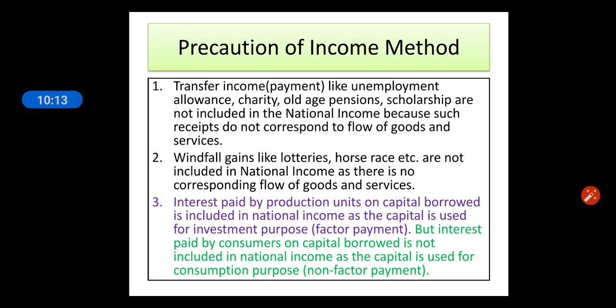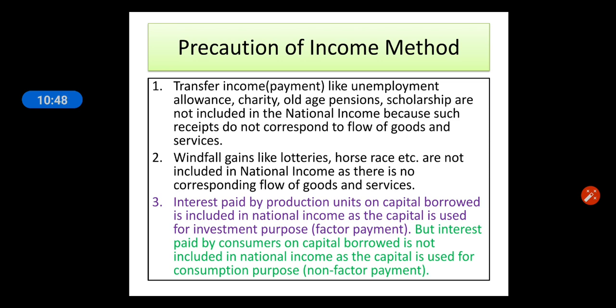Now there are certain precautions that should be taken before estimating national income. Number one, transfer income. Transfer income will not be included in the estimation of national income. Why? Because transfer income is income received without any goods and services provided in return, without any corresponding flow of goods and services. For example, unemployment allowance, charity, old age pension, scholarship. These are not included in national income because such receipts do not correspond to a flow of goods and services.